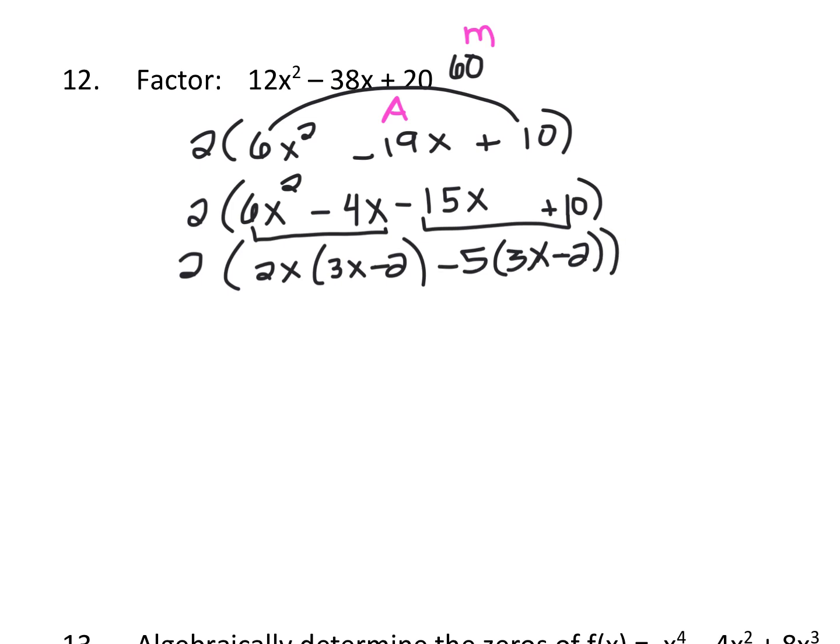All right, so let's just write our final factors. So this 2 comes down. We take what's in front of the common parenthesis, so the 2x minus 5, and we group that together. And we take the 3x minus 2 and write it once and once only.